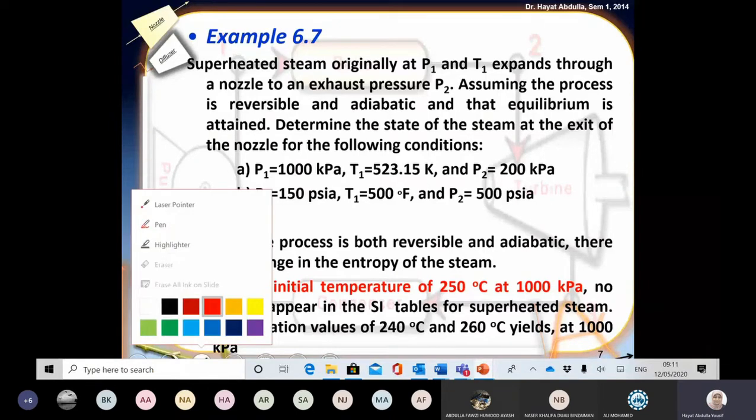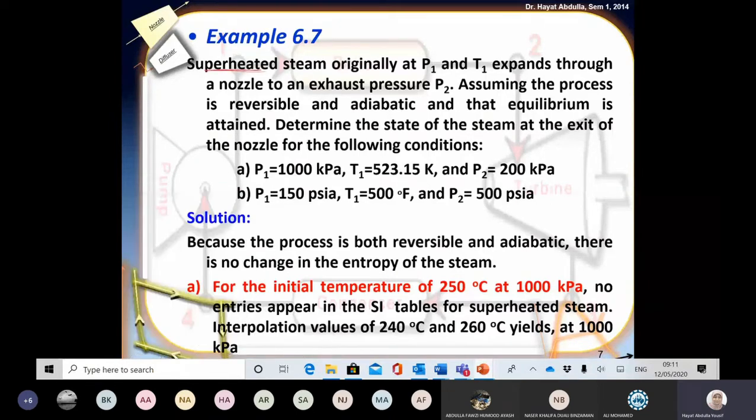Okay, what we have here is superheated steam originally at T1 and P1. The idea is that the steam gets into a nozzle. A nozzle is normally represented by this symbol. I have the inlet of the nozzle and the outlet of the nozzle. According to the given information, the inlet has a temperature T1 and pressure P1, and at the outlet it expands so that the pressure becomes P2. Upon expansion, you are expecting P2 to be less than P1.